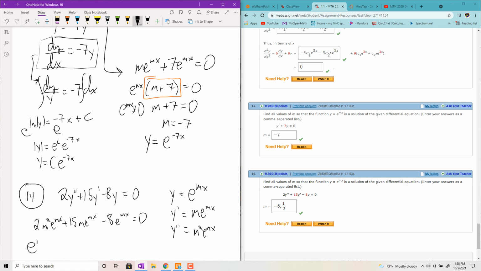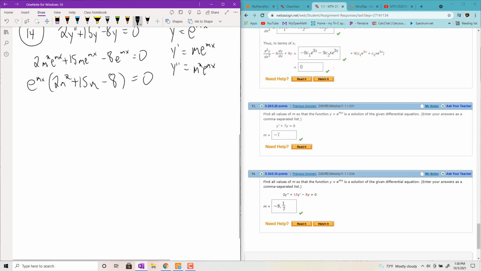Factor out the e to the mx, and you get 2m squared plus 15m minus 8 equals 0. And then you could solve this thing again. This is the auxiliary equation: 2m squared plus 15m minus 8 equals 0.